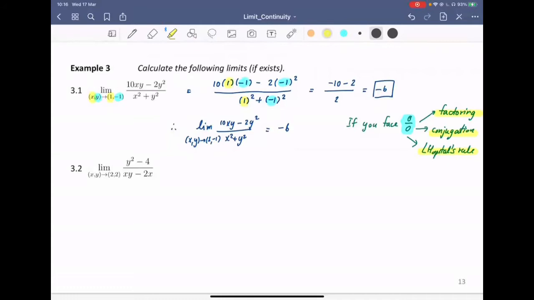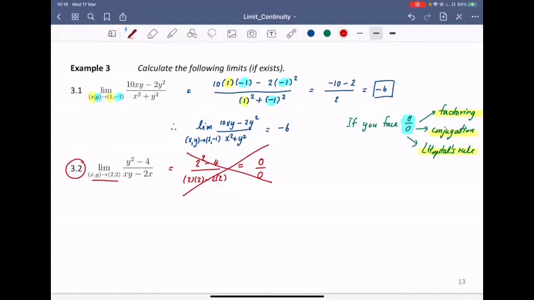But well, let's see what we could do for 2 dimensions. So let's say I am going to do question 3.2. Here, I'm going to plug in the numbers 2 and 2 first to see if it's good or not. So I get 2 squared minus 4, and then 2 times 2 minus 2 times 2. You can see clearly that this is going to be 0/0, so it will not work if you use just the direct standard method.